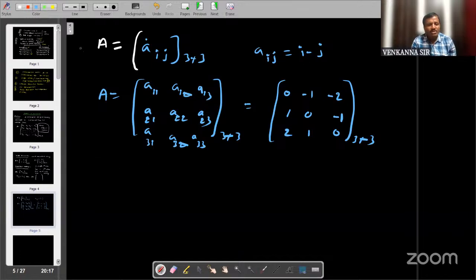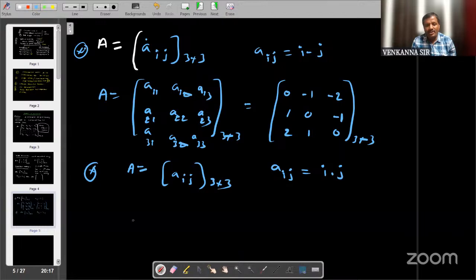Sometimes they will give one more equation. A equals aij of order 3 by 3, where aij equals i into j. The purpose of explaining these examples is the significance of i, j, m, n. Then what is the matrix here?